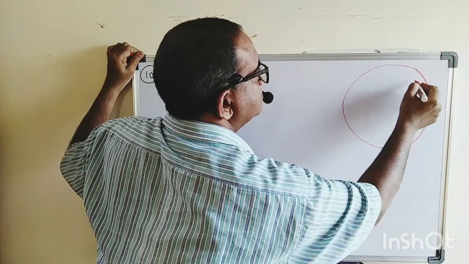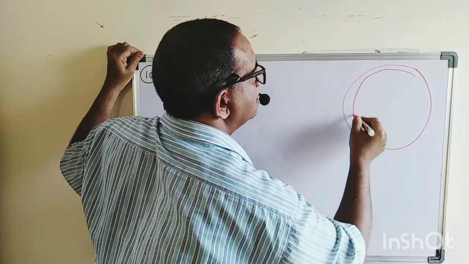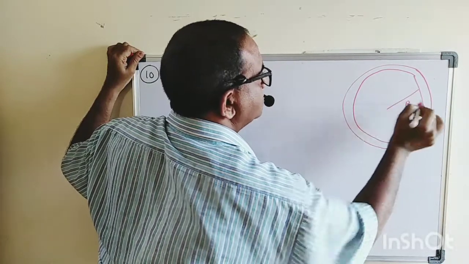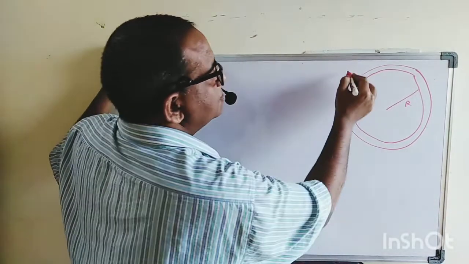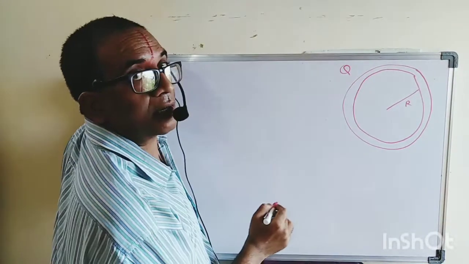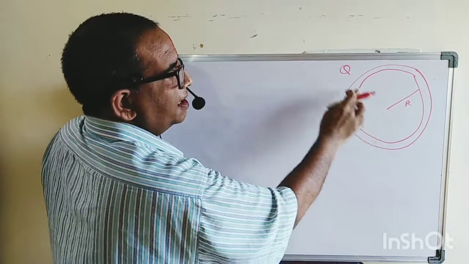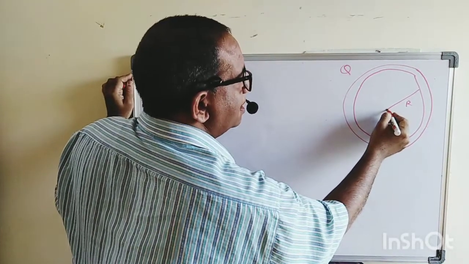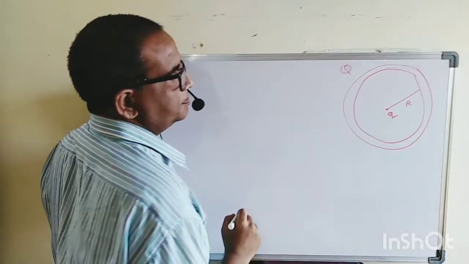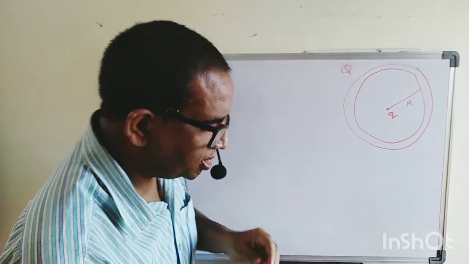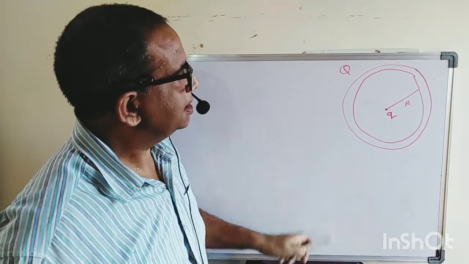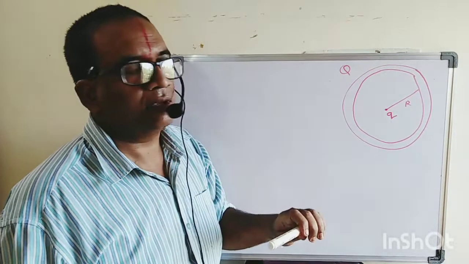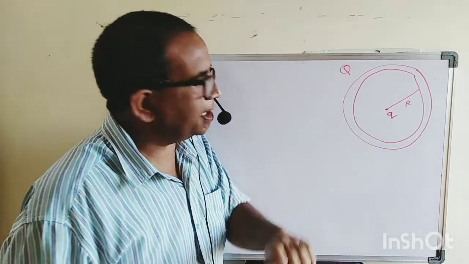This is the ring, a ring of radius R and charge Q. And here at the center they kept another charge Q. Observe carefully here: a ring of charge Q is there, and a charge Q is kept in the middle.